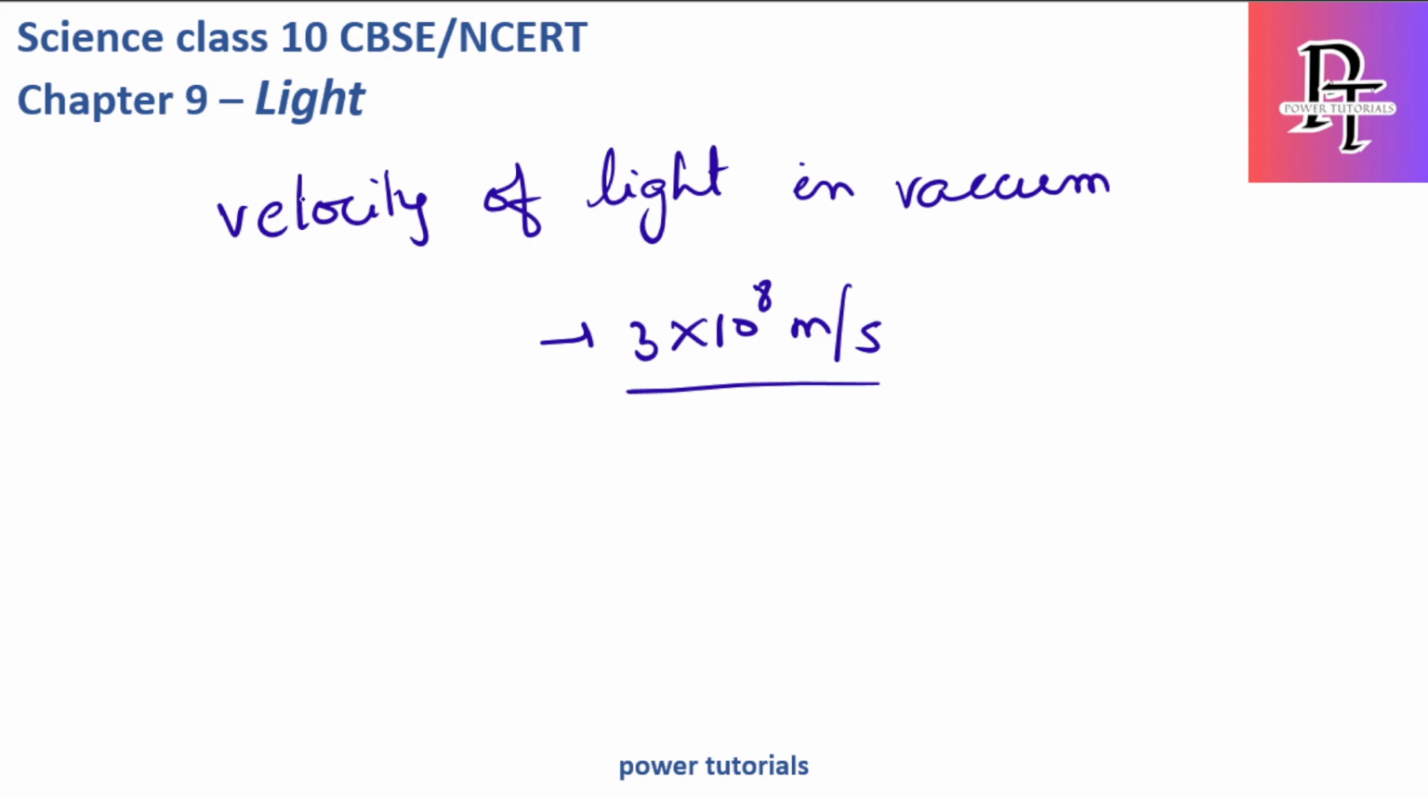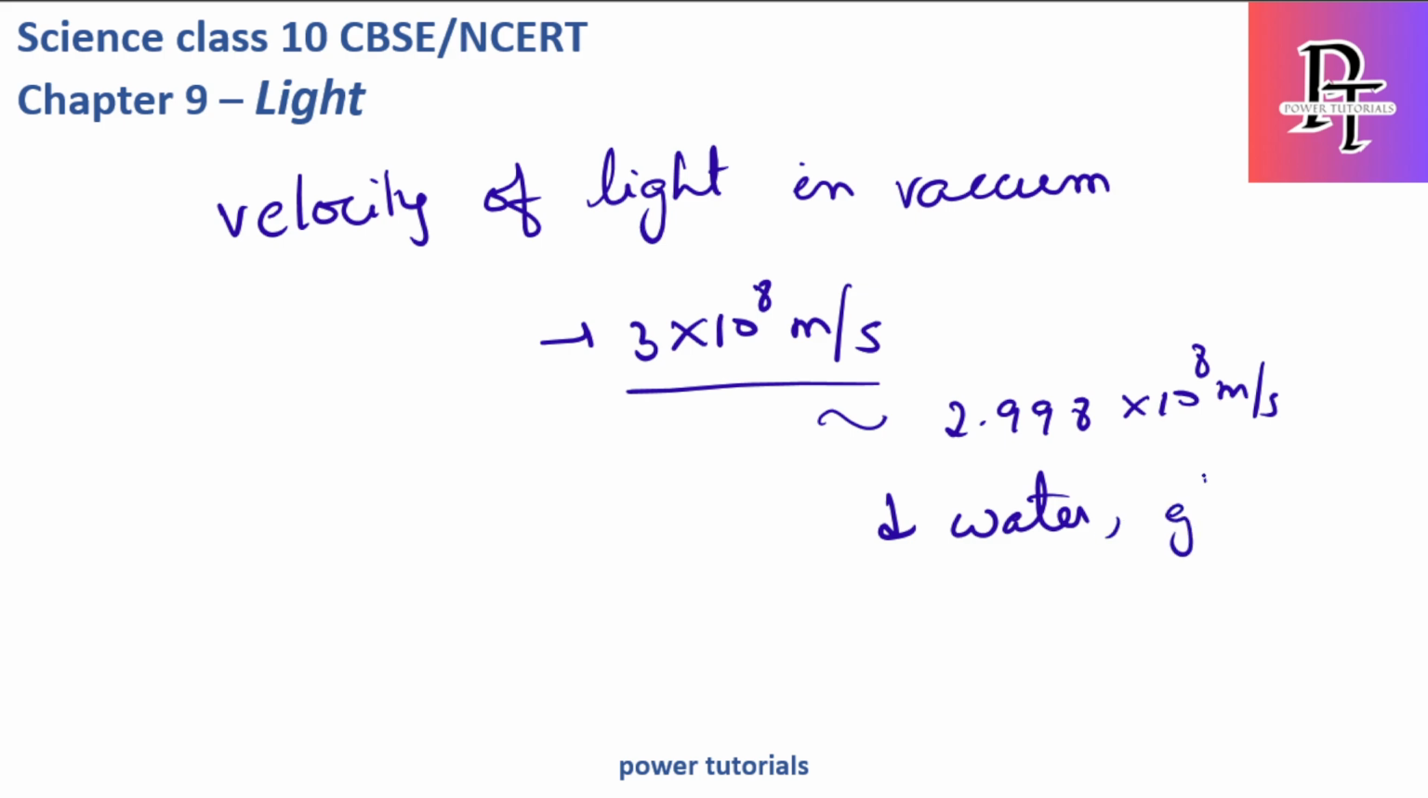In vacuum it is exactly 3 into 10 to the power of 8. In air it is very close to that, maybe 2.998, something like that. But the same velocity will decrease if it is traveling through water, or through glass, or through diamond, or through other oils like kerosene. So the velocity of light changes when it travels through different mediums.